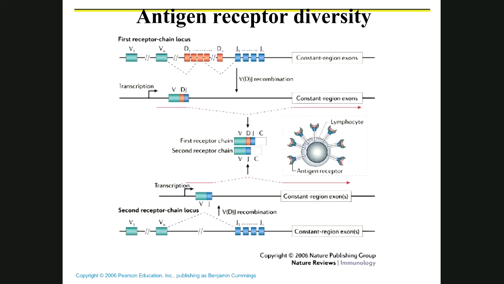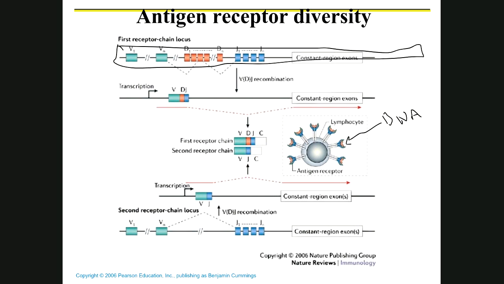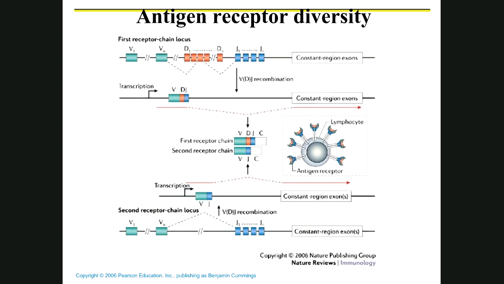Okay, so remember, it's all about shape, and this shape is determined by our genes. So the shape is determined by our DNA. And remember, we get our DNA from our parents, from our mother and our father. So there's this long strand of DNA, one from each parent.